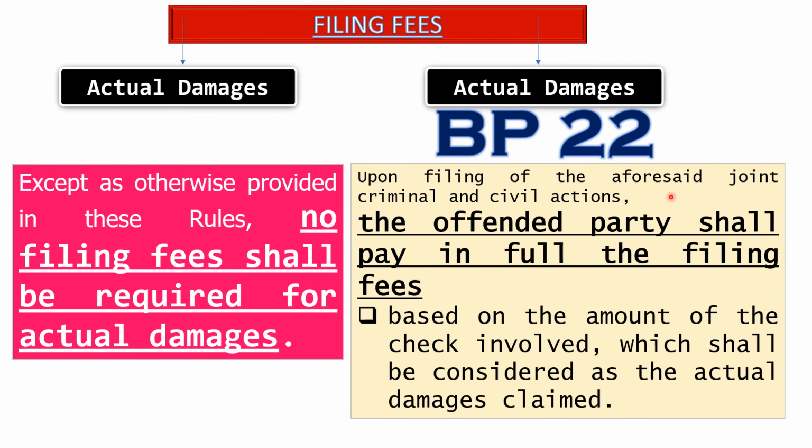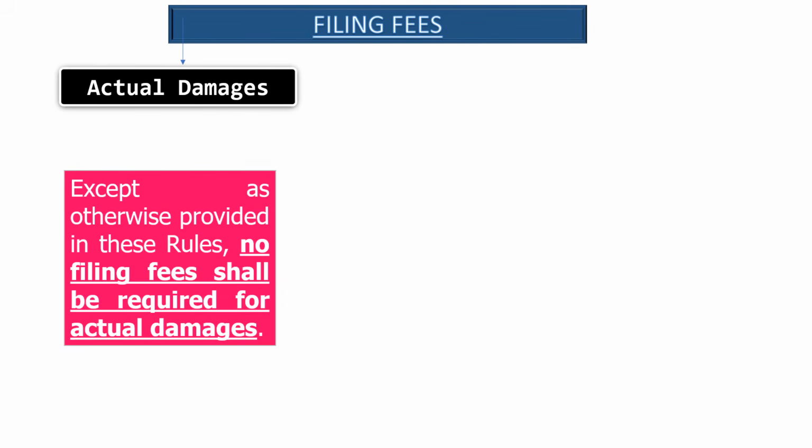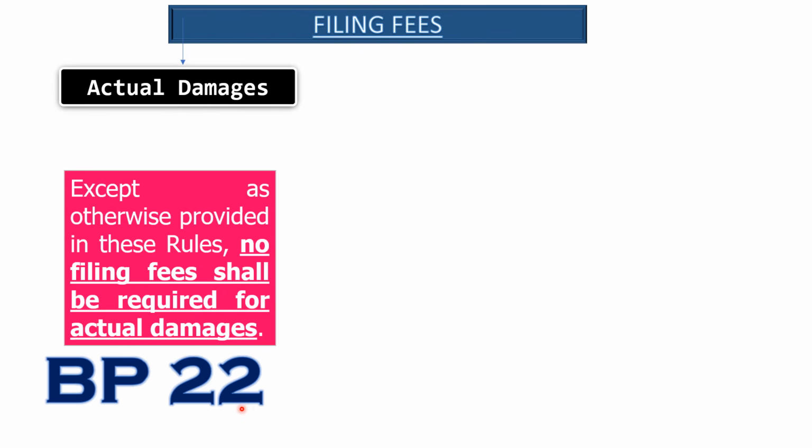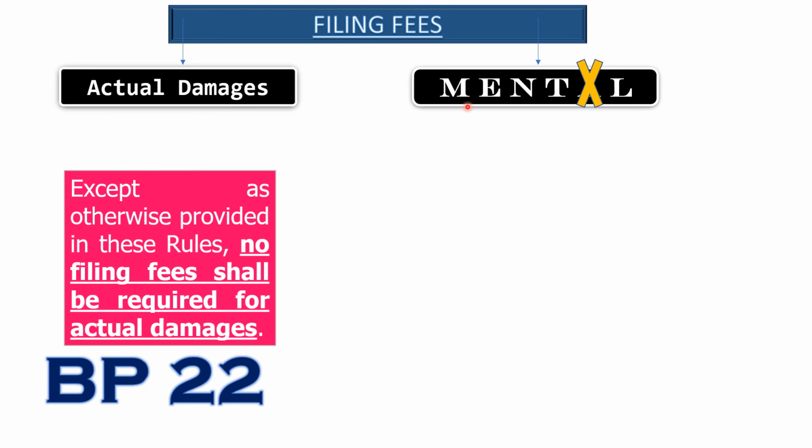Again, upon filing of the aforesaid joint criminal and civil actions, the offended party shall pay in full the filing fees, and that filing fees is based on the amount of the check involved, which shall be considered as the actual damages claimed. Again, the rule is if you are going to claim actual damages, then there is no need for you to pay filing fees. But if what you are going to file is BP22, then you need to pay your filing fees.